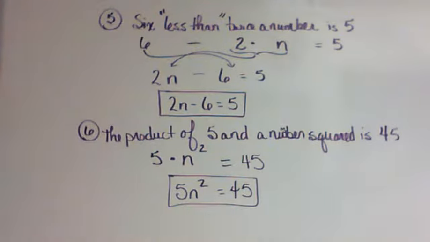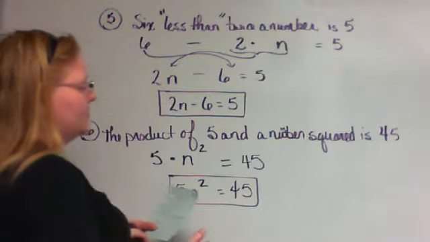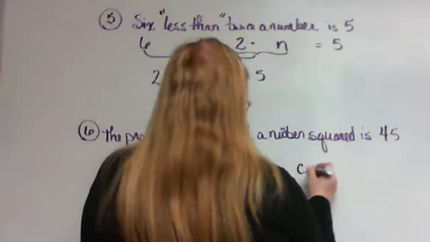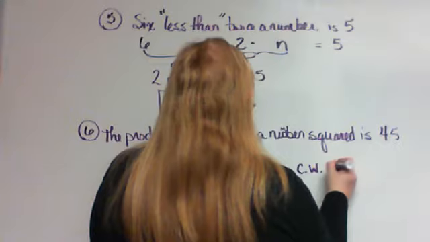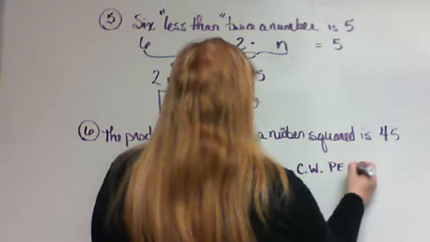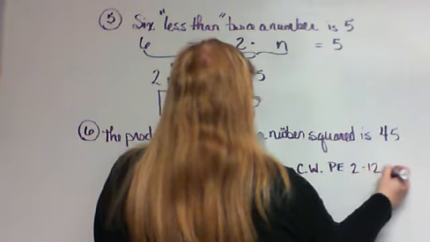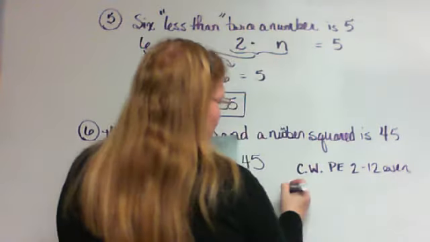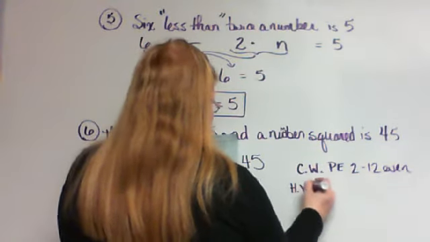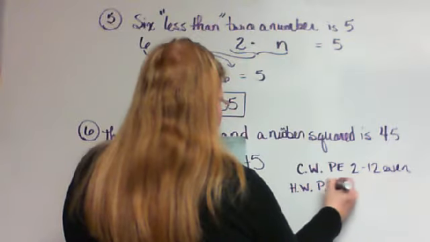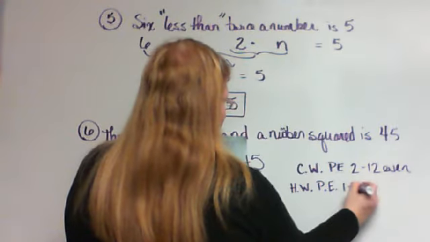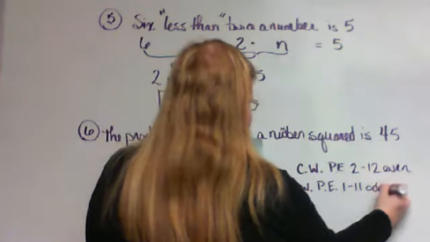So in this section we're setting up the equations. Once we learn how to solve the equations, then they'll ask you to solve them. But here they're just asking you to translate them. So for this section, the classwork is the practice exercises 2 through 12 even, and then the homework is the practice exercises 1 through 11 odd.